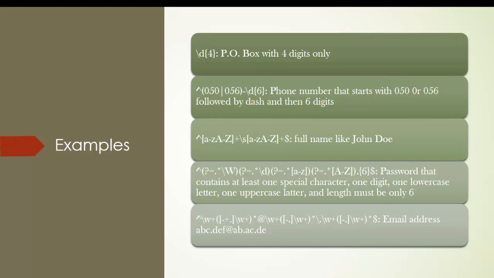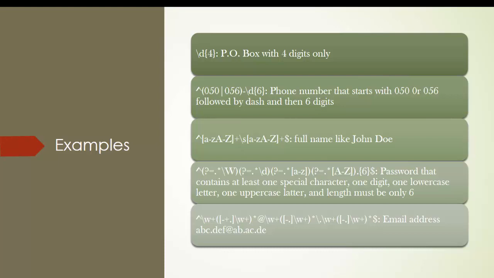If I want to check, for example, for a phone number that starts with 050 or 056, and then a dash, and then another 6 digits, then I would do it this way. I would start with a caret, so this means I'm matching the beginning of the string, and then between the brackets you put the options. So I have two options now, either 050 or 056. Then you close the brackets, and then you are looking for the dash, so you have to write the dash and then other 6 digits. So this would be a \d again, and you enclose 6 between curly brackets.